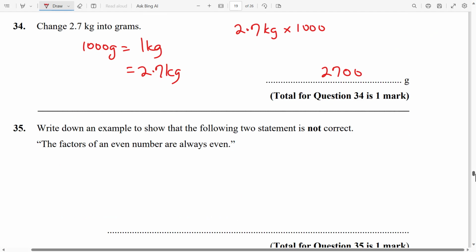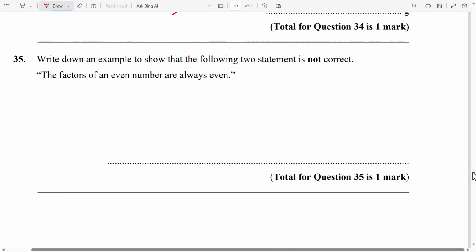So number 35, we need to write an example to show that the following statement is not correct. And the statement says the factors of an even number are always even. The factors of an even number are always even.